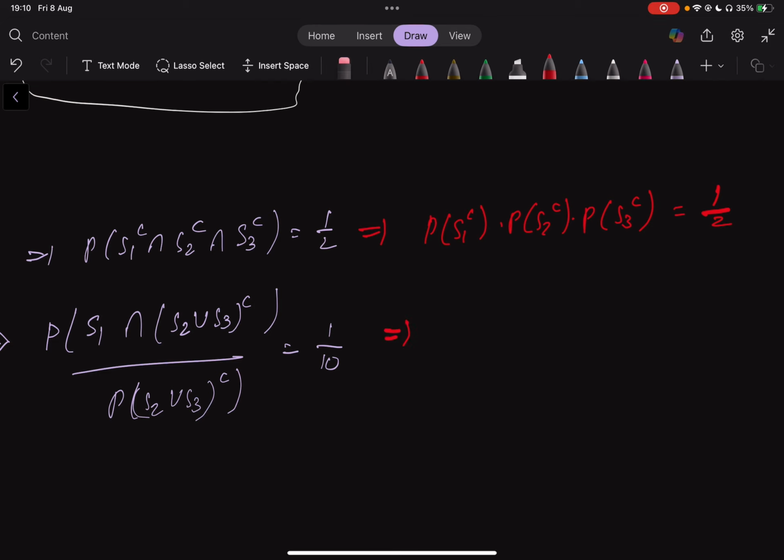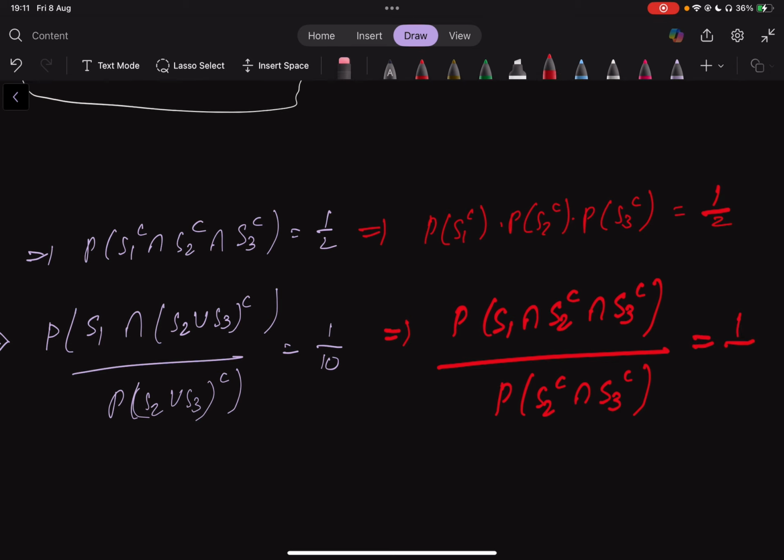And in a similar way, the second equation is the probability of S1 intersection S2 complement intersection S3 complement, divided by the probability of S2 complement intersection S3 complement. S2 union S3 means either S2 or S3 is solving the problem, so its complement means neither S2 nor S3 was able to solve the problem. So I have converted S2 union S3 whole complement to S2 complement intersection S3 complement. That is 1 by 10.